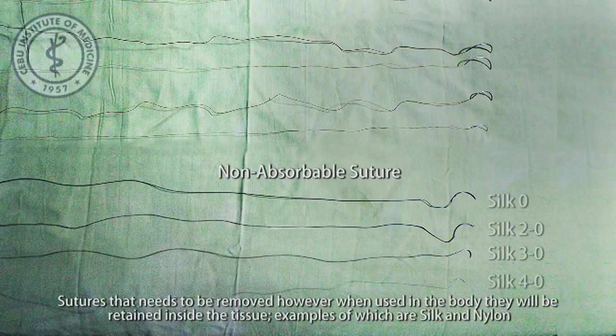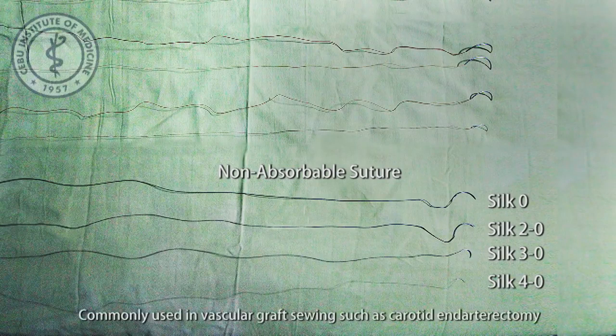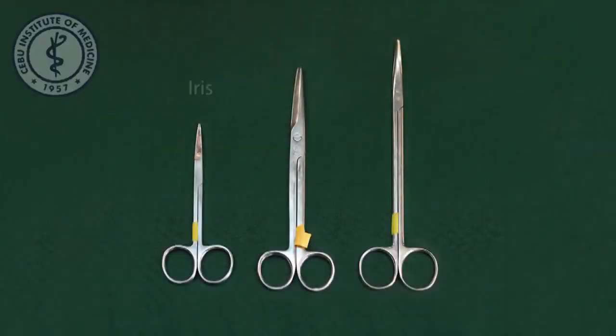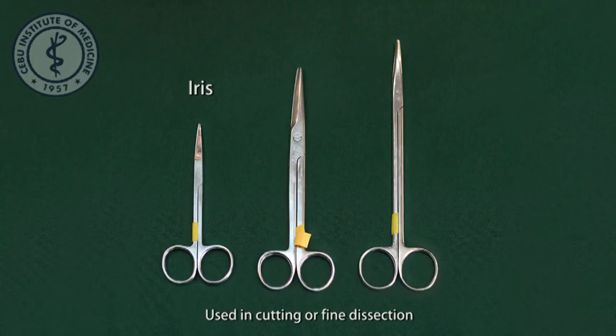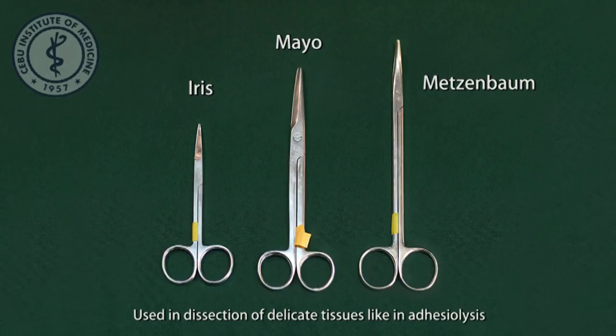Non-absorbable suture is suture that needs to be removed; however, when used in the body, it will be retained inside the tissue, examples of which are silk and nylon. Silk 4-0, commonly used in vascular graft sewing such as carotid endarterectomy. Scissors. Iris scissors, used in cutting or fine dissection. Mayo scissors, for cutting through tough fascia and cutting sutures. Metzenbaum scissors, used in dissection of delicate tissues like adhesiolysis.